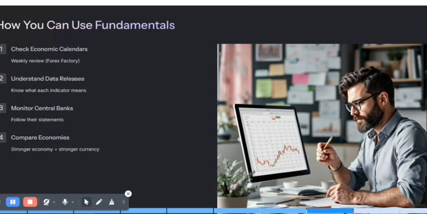You will also have to monitor central bank statements. If you check the news that is being released, sometimes you see their statements and all of that. So you also have to read them. Just try to understand what they mean. And I'm going to explain most of these statements much more later, right? It also helps you to compare economies. When you see a particular country's economic data, you also compare it with that of another country, all right?